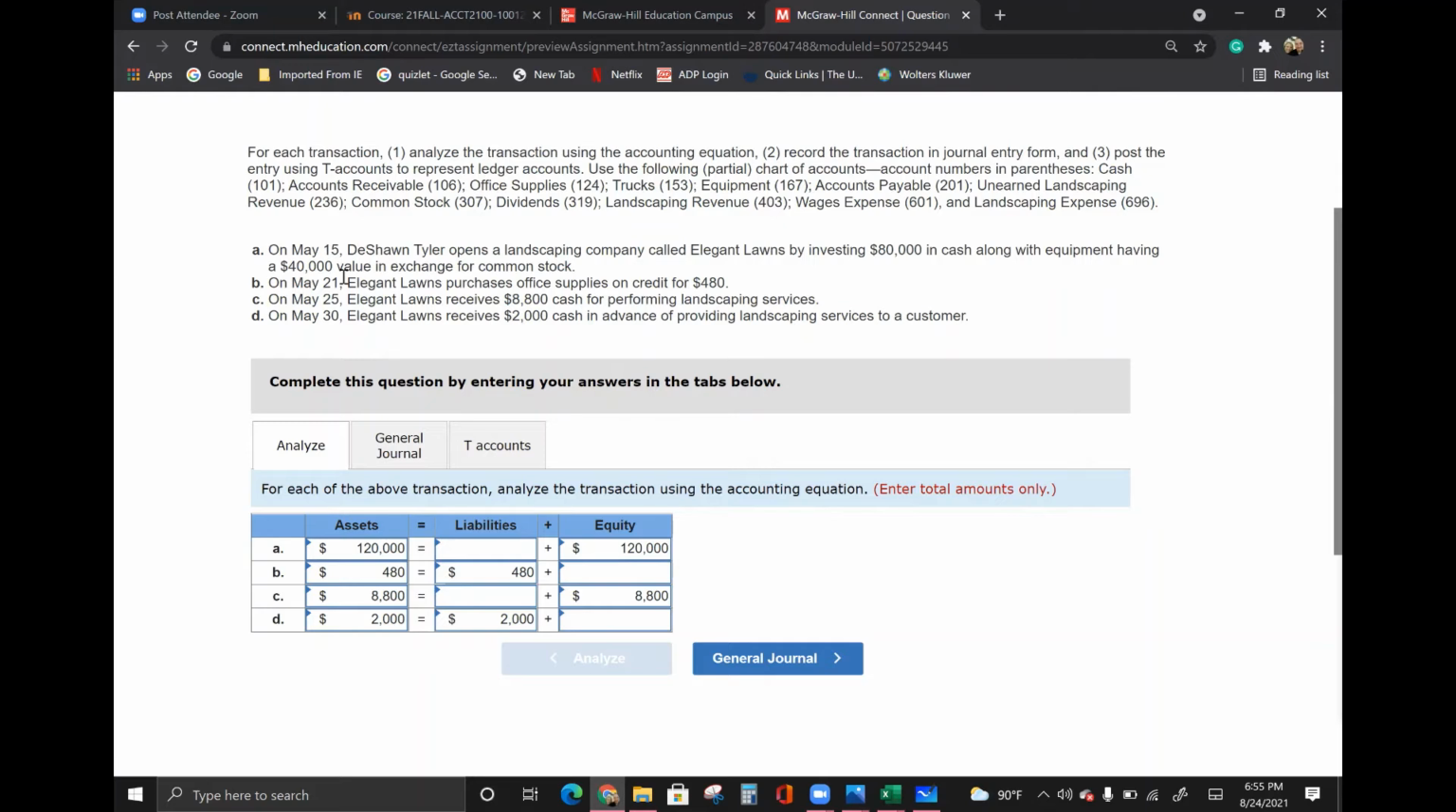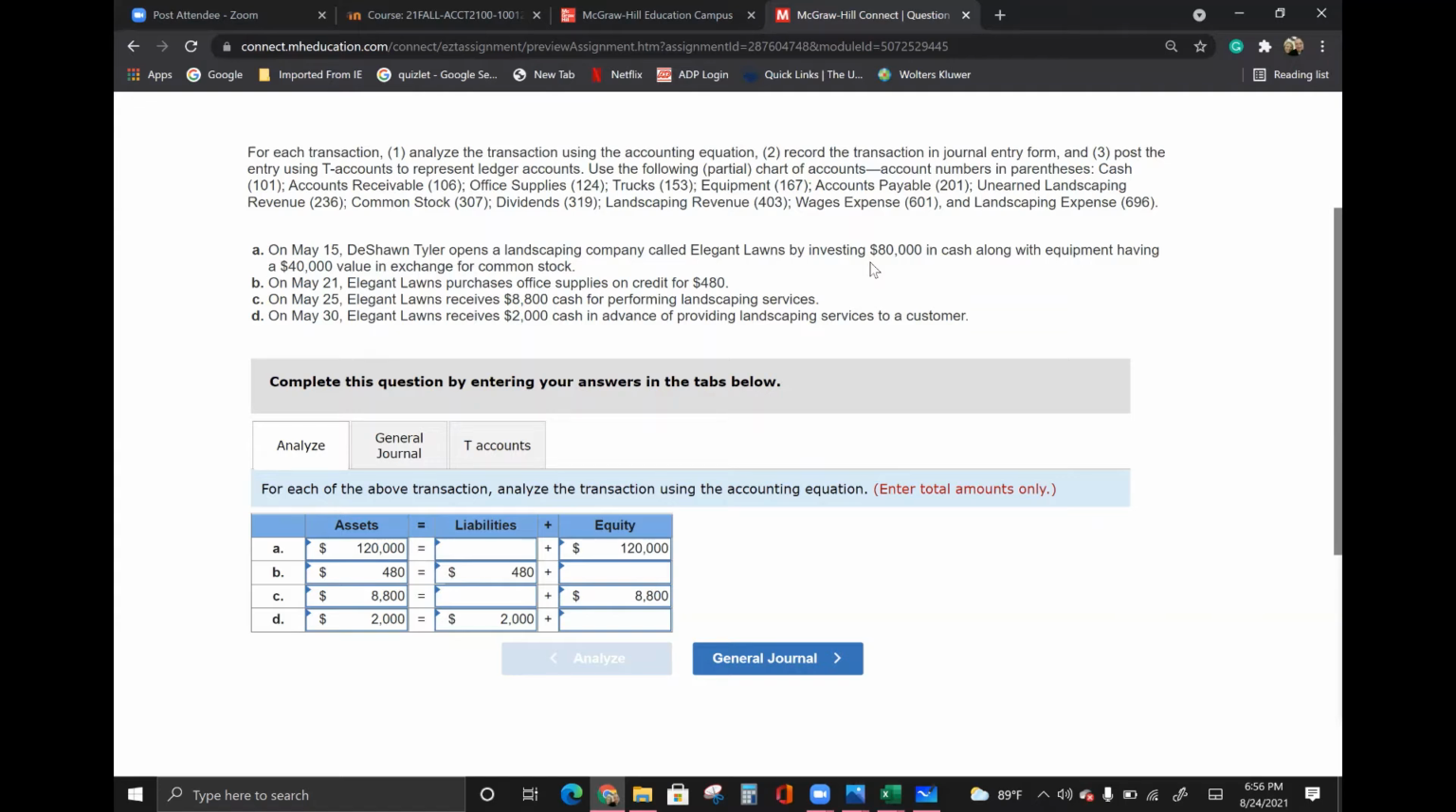On May 21, Elegant Lawns purchases office supplies on credit for $480. So we're buying office supplies on credit. So are we spending cash? No. So we have supplies coming in. What kind of account is supplies? An asset. It's going to get a debit or a credit? Debit. It's an asset account, so it's going to be a debit. We're increasing asset, which is a debit.